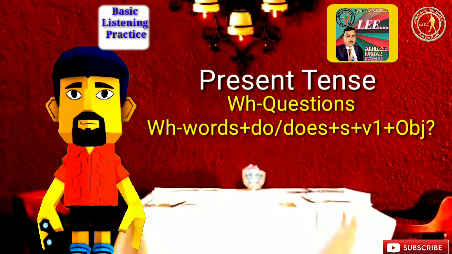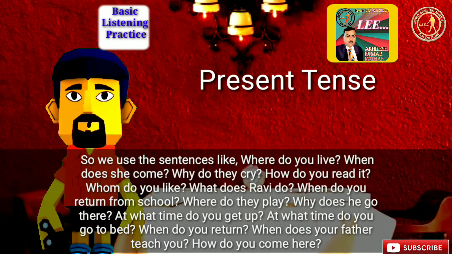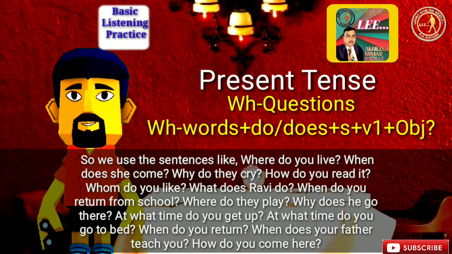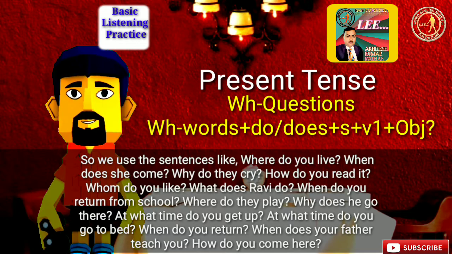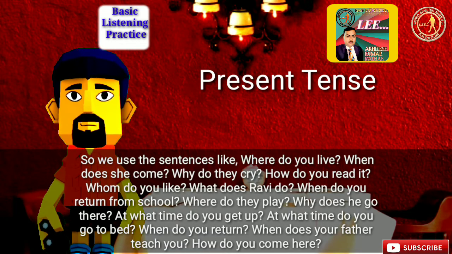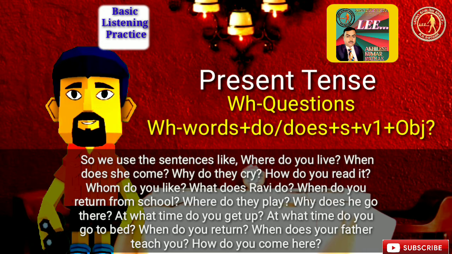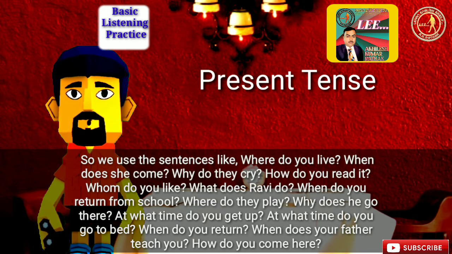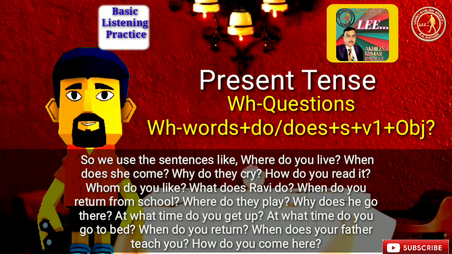So we use sentences like: Where do you live? When does she come? Why do they cry? How do you read it? Whom do you like? What does Ravi do? When do you return from school? Where do they play? Why does he go there?